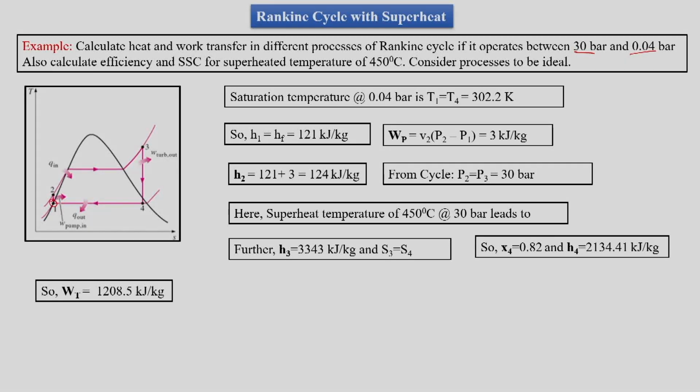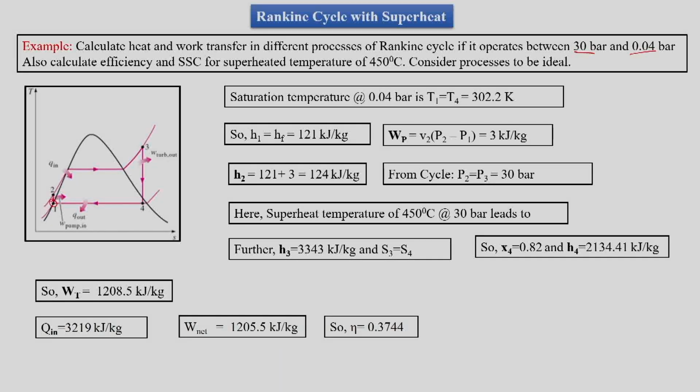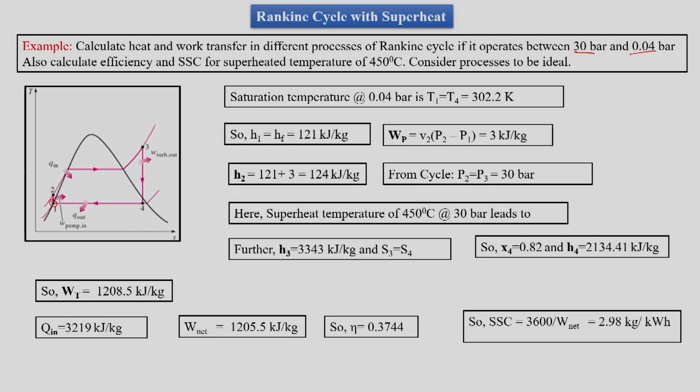Then we can find the turbine work, which is H3 minus H4. We can find Q in, which is H3 minus H2, which is 3219. Then we can find W net, which is WT minus WP. Then we can find the efficiency, which is 37%. We can as well find the specific steam consumption, which is 2.98 kg per kilowatt hour. We have a work ratio of 0.997 for the Rankine cycle with superheat.